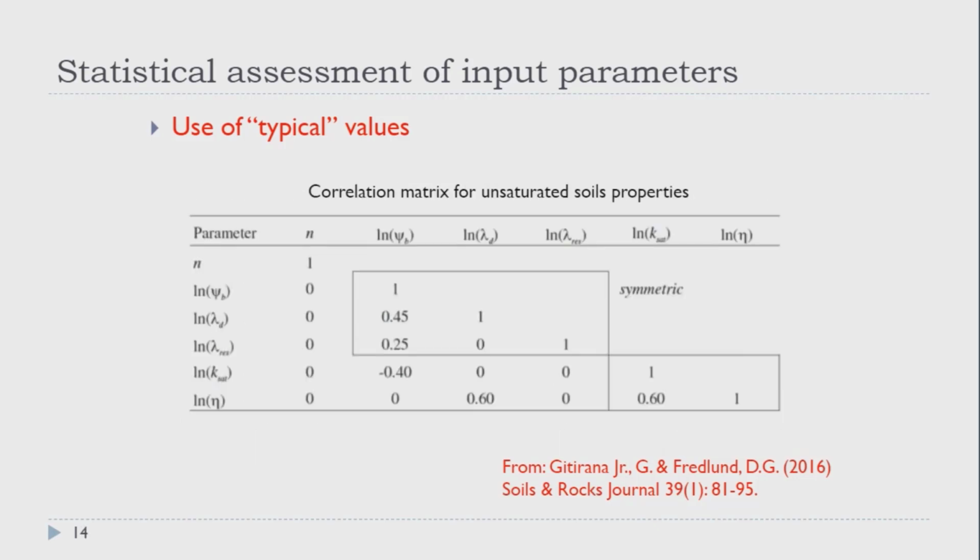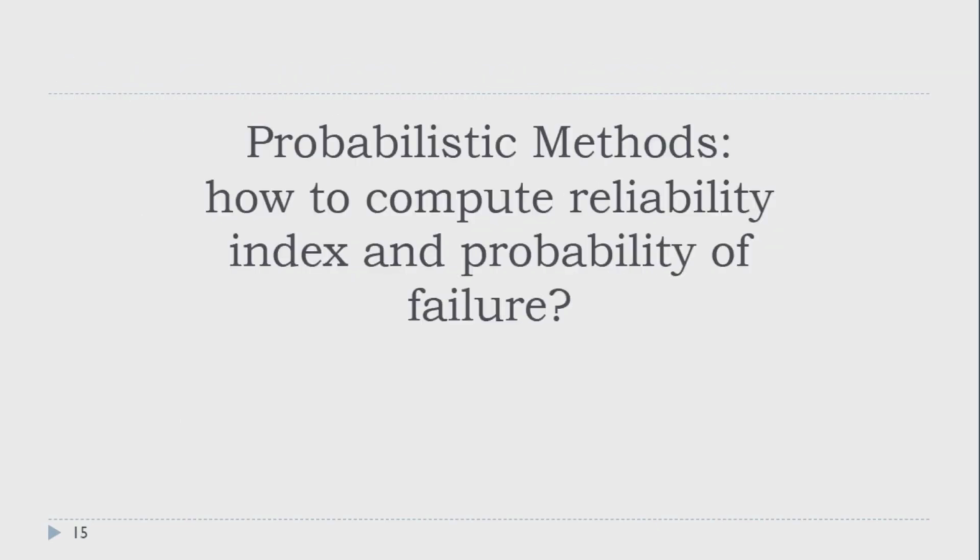And this is a correlation matrix for those same properties. So having discussed the background and how to obtain our input parameters, let us now talk briefly about what are the methods available for computing the reliability index and the probability of failure.